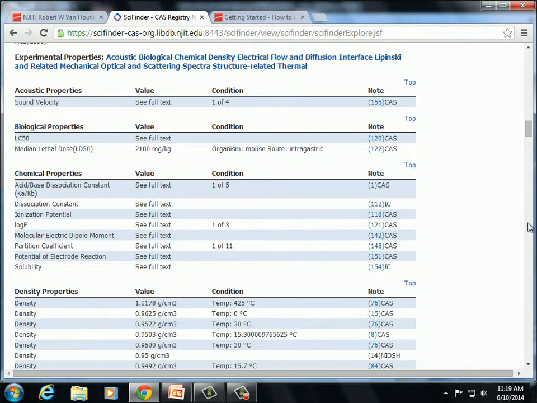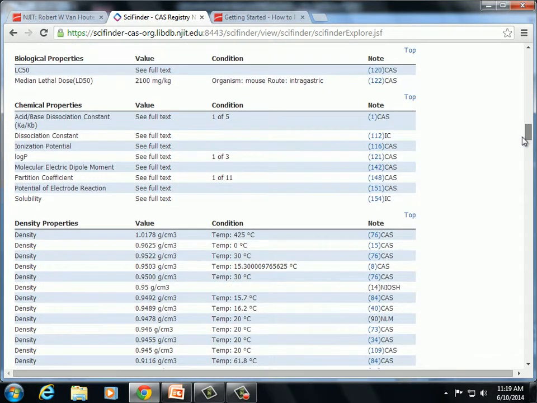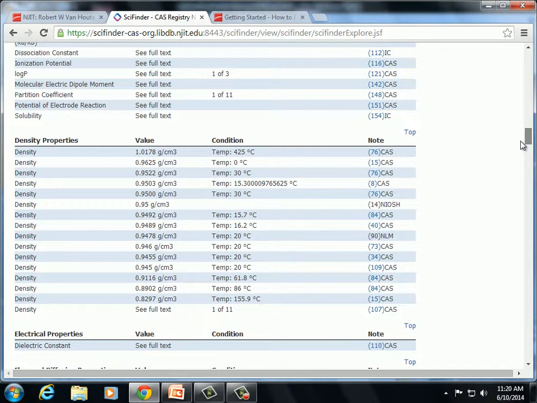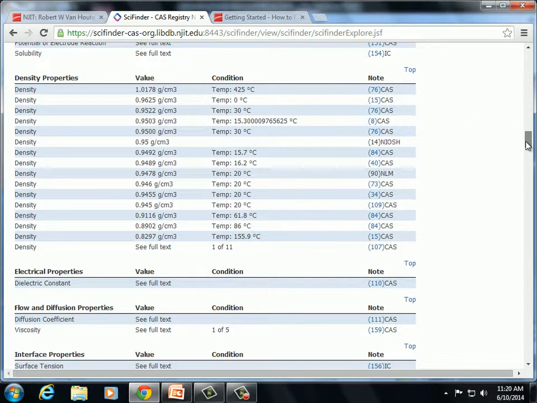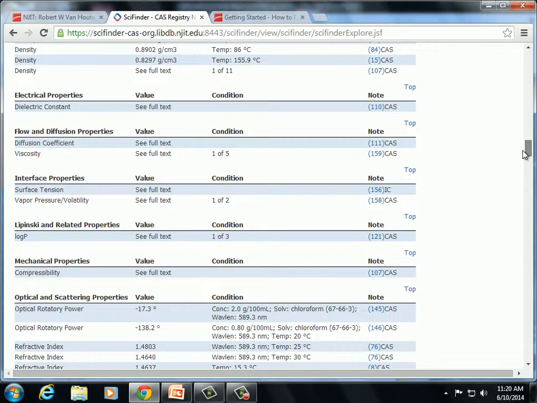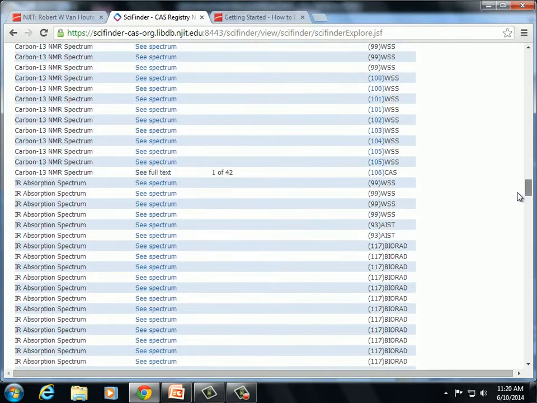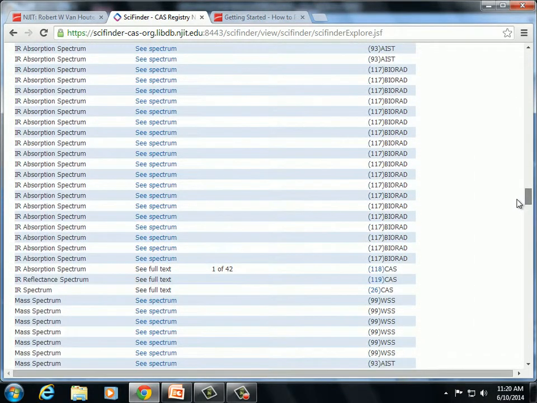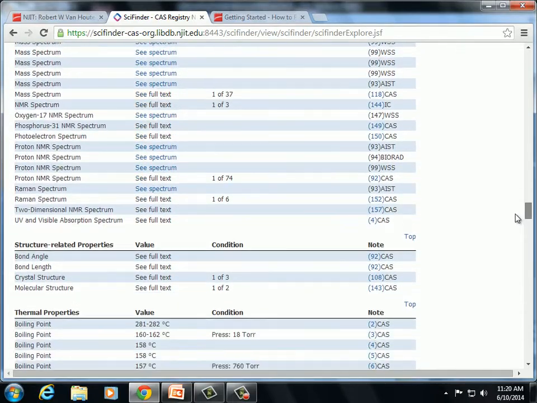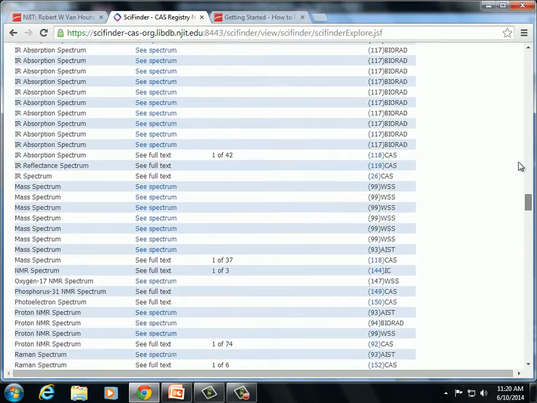Okay, so we want the density. Here it gives you the density at different temperatures. So we have here the density at 20 degrees centigrade, or Celsius, 0.945 grams per cubic centimeter. If we go down the list here, it'll give you some of the physical properties, certainly not all of them. But we were specifically looking for the density at 20 degrees. There are other properties given here as well.